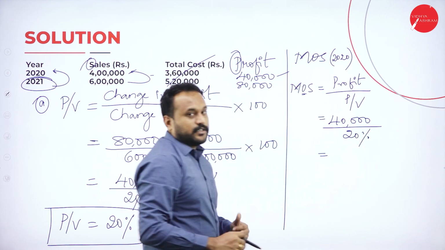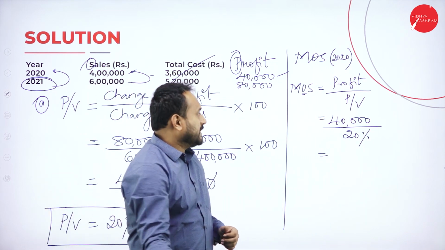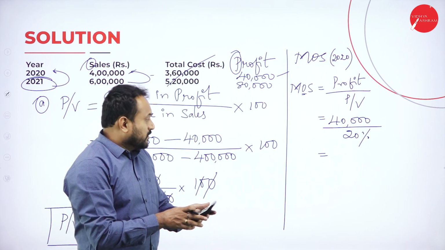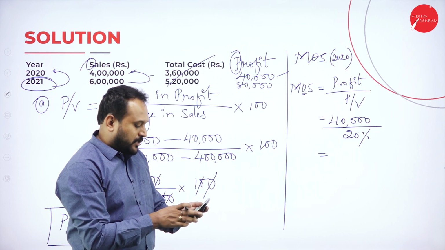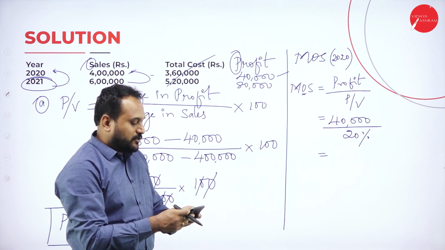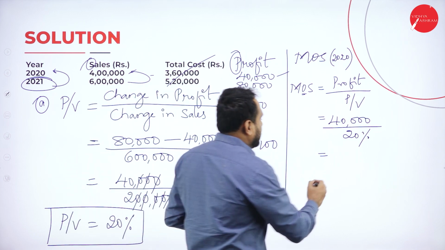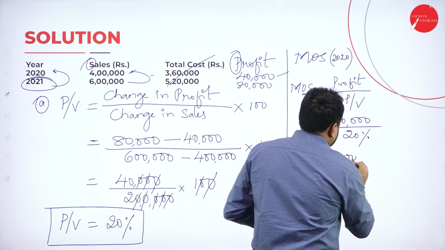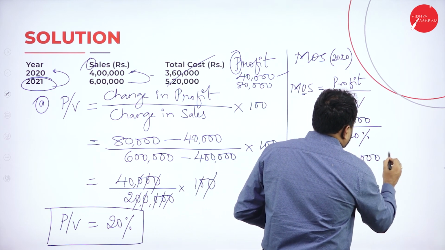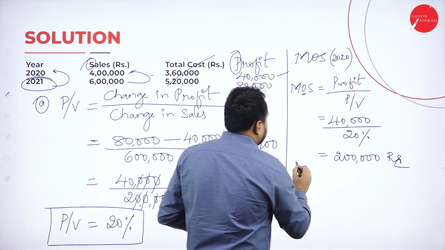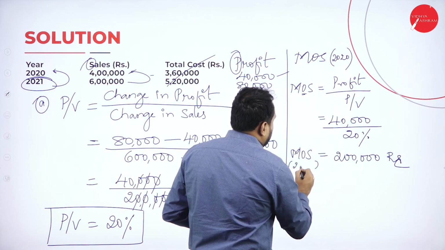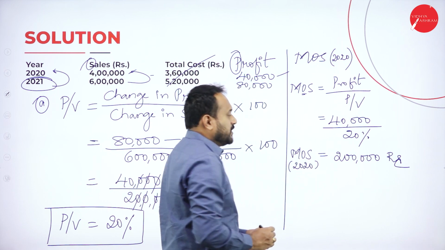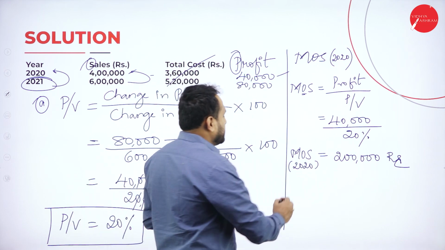Is equal to. Now take your calculator, you are supposed to go with, that is, here we have 40,000 divided by 20%. So I have 2 lakh. So I'll write here how much? 2 lakh rupees. That means my MOS of 2020 is how much? 2 lakh rupees. So this is my done.